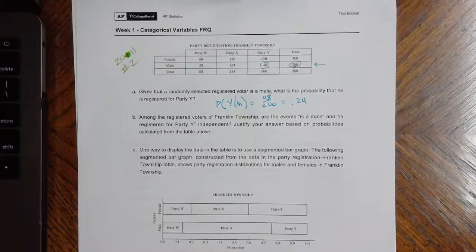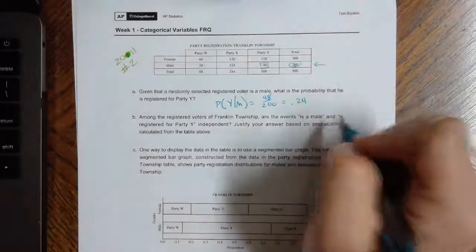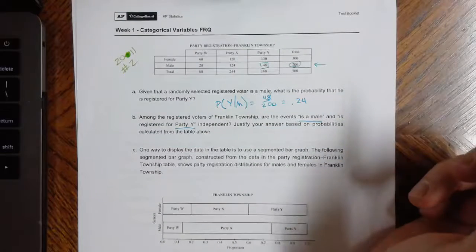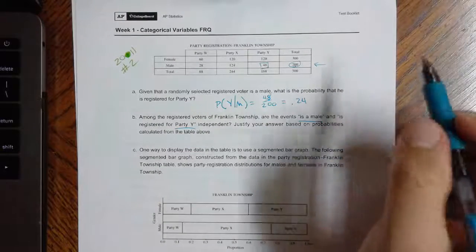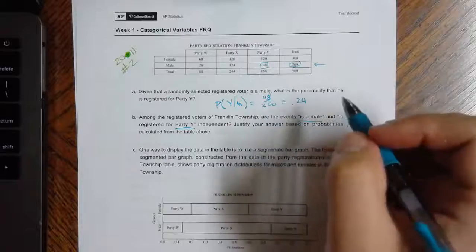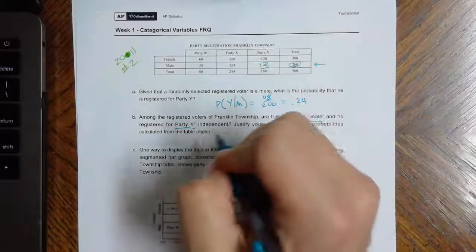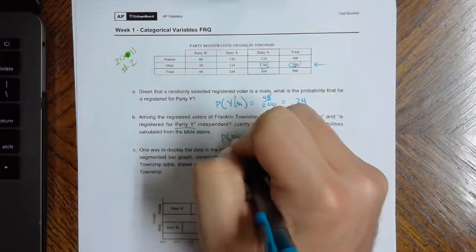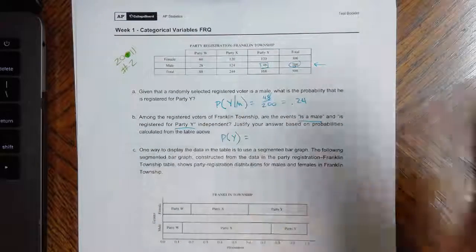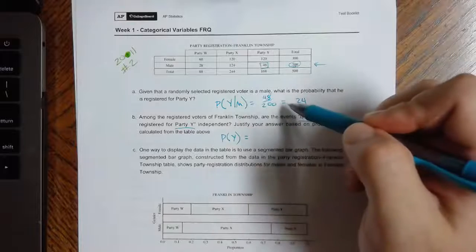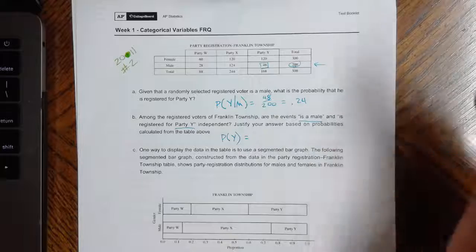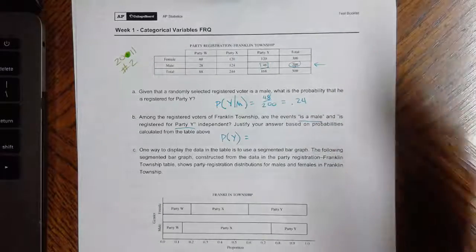24%. And then the next question is jumping right into this idea of independence between these two events, male and registered for party Y. So to confirm this one, what I'd want to check, the easiest way, is use this answer from part A and compare this number, this 24%, to just the overall group itself. Like, what is the probability that a person's in party Y in general? And if the male condition doesn't change the probability of being in party Y, then what we would say is, well, the gender makes no difference on a person being in party Y.